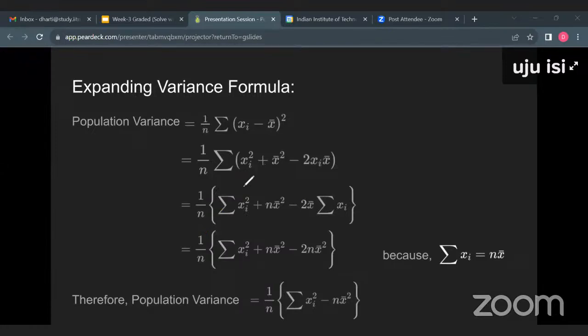For this one, summation n x bar square minus. Similarly, when we come to this point, twice xi minus x bar. So what is common here? Twice x bar is common. So we will keep it outside and we will have summation of xi only. And now this summation xi will become what? Anyone guess what is summation xi?